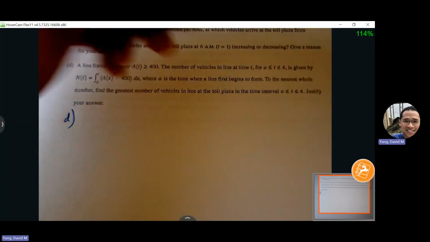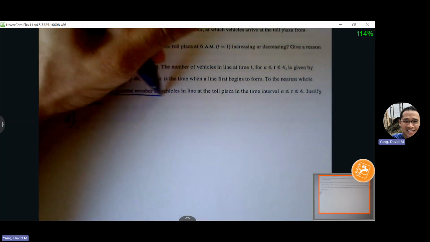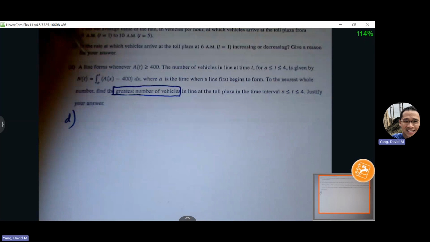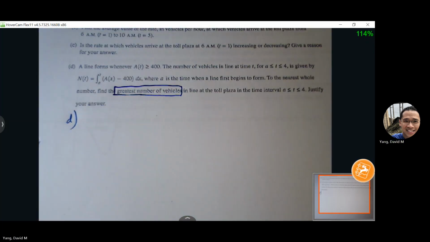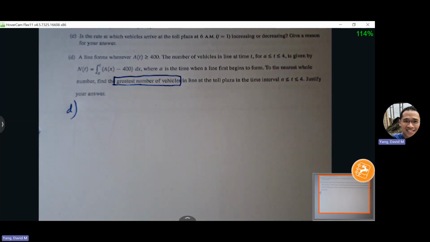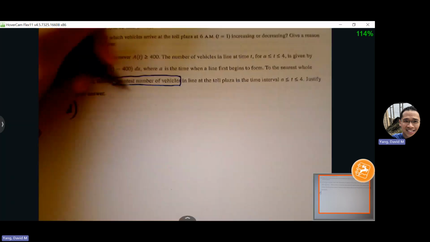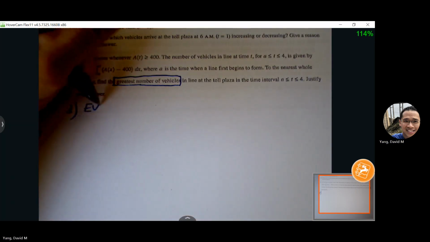Okay, so when we see this greatest number of vehicles here, what does that remind us of? What theorem are we going to be applying? EVT. Yeah, anytime we see absolute max, absolute min, greatest, smallest, any of those extreme values, we're going to be applying EVT. So we know we have to find critical points.